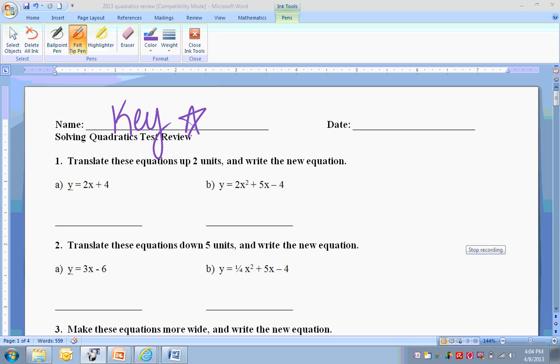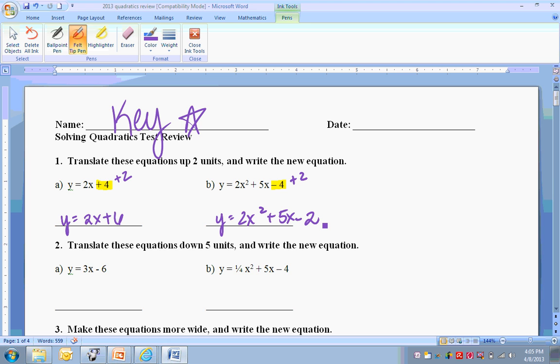On problem 1, they ask us to translate these equations up 2 units and write the new equation. Well, when we're translating things up and down, we're interested in our constants. So we're interested in the plus 4 and the minus 4 here. And the way we're going to do that is if we're translating up 2 units, we are going to add 2 to both of those constants. So our new equations become y equals 2x plus 6. And then in B, it's going to become y equals 2x squared plus 5x minus 2.